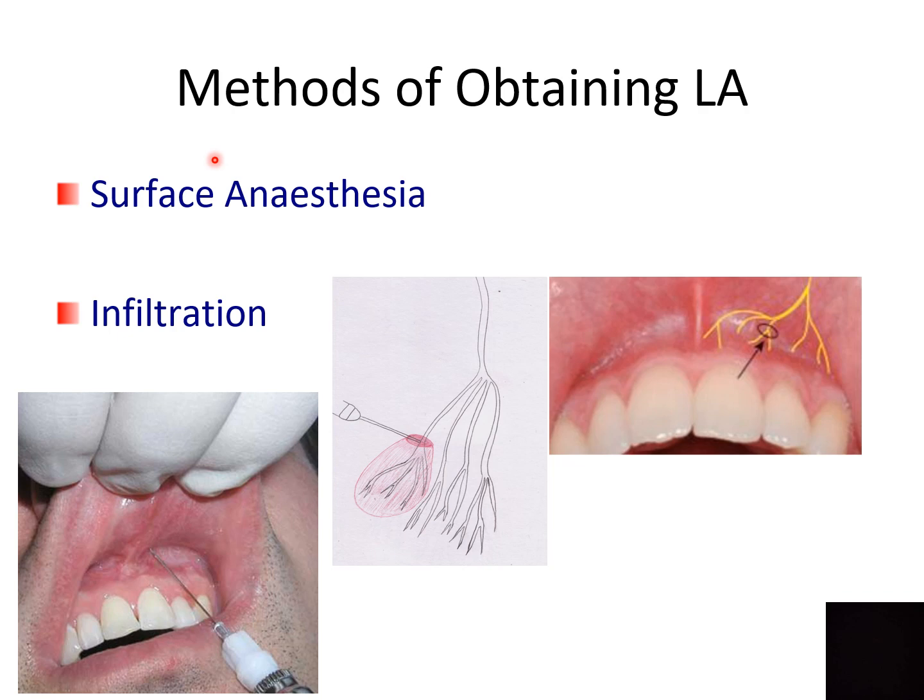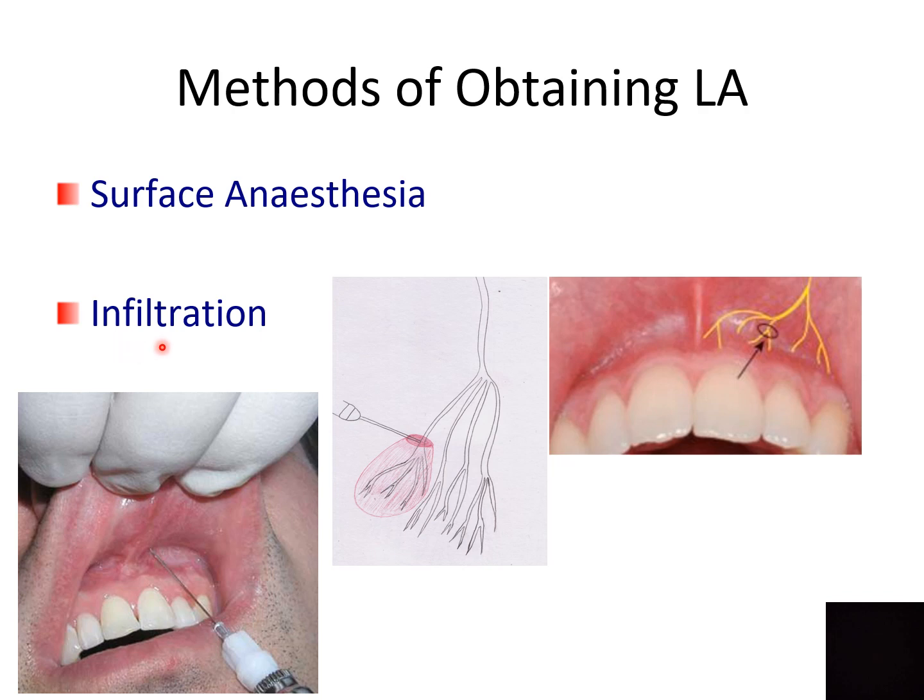There are three main methods of obtaining local anesthesia. First is surface or topical anesthesia, which is mainly aimed at minimizing the pain associated with injections, and you would normally utilize a topical anesthetic gel or liquid which is applied on the surface mucosa at the site where you plan to inject, and the technique is fairly straightforward and you should be able to learn it without any difficulty.